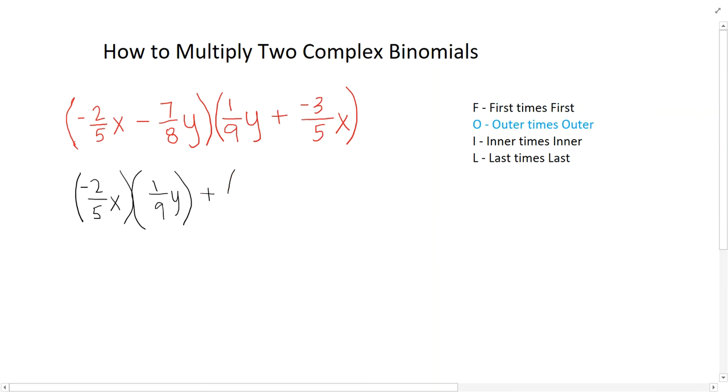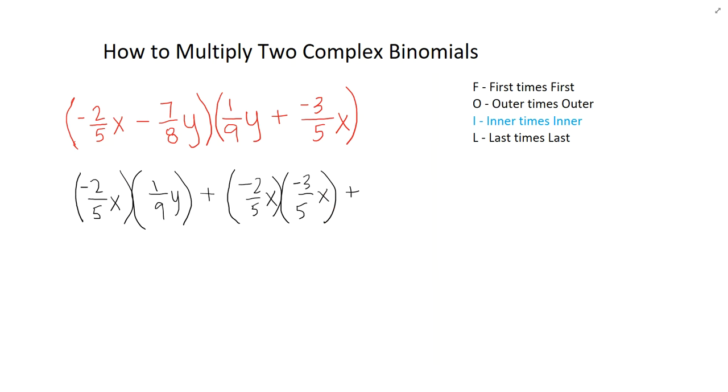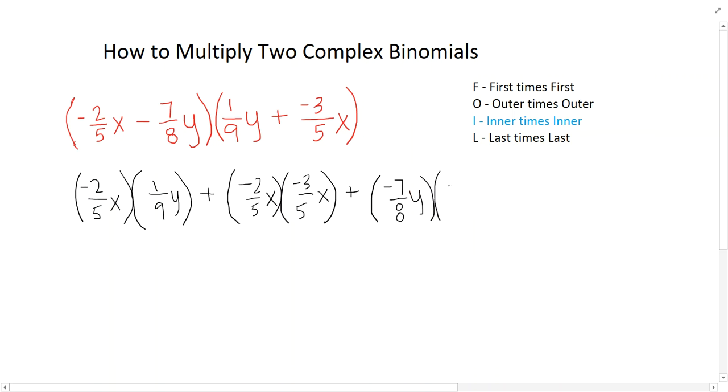And then the outer terms, so -2/5 x times -3/5 x. And the inner terms, -7/8 y times 1/9 y.